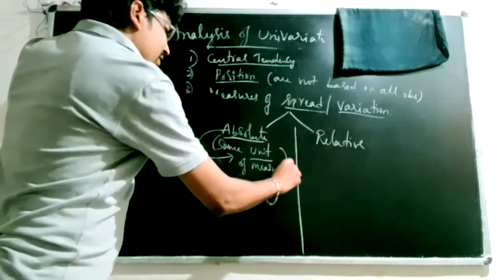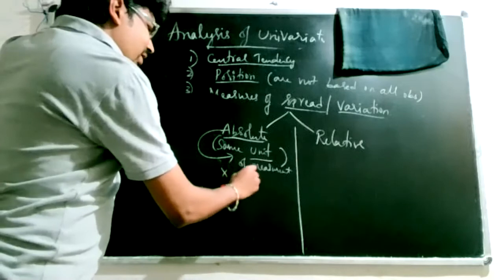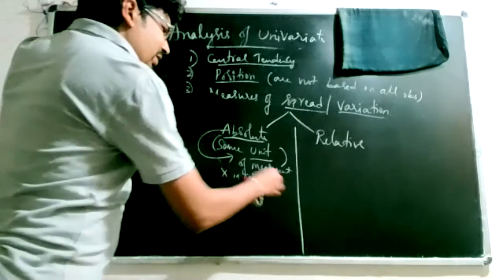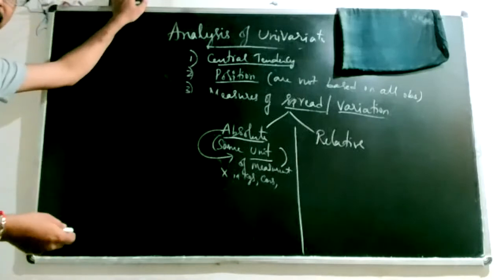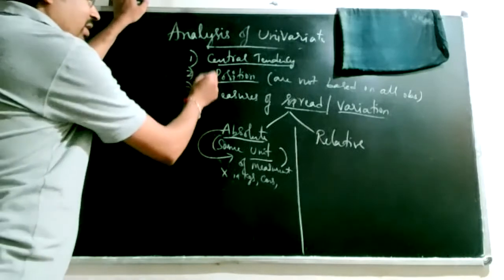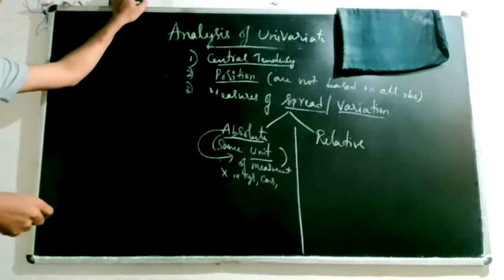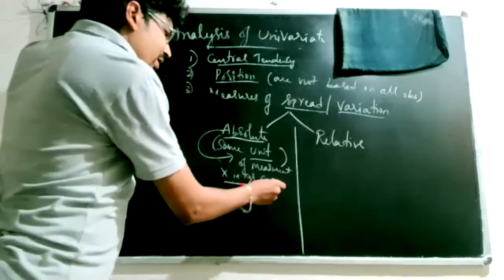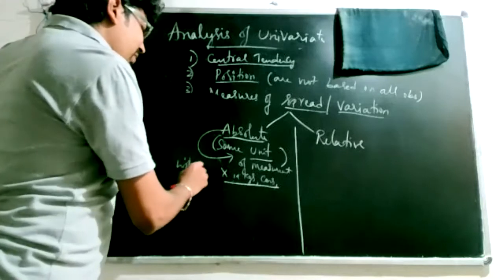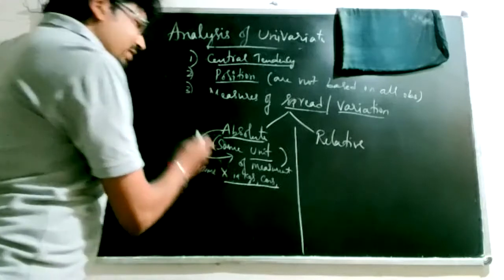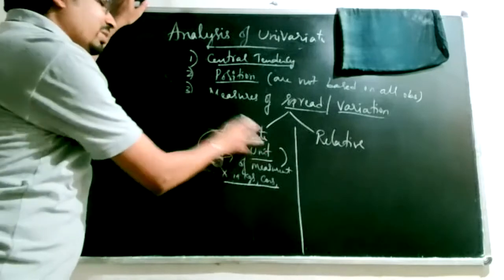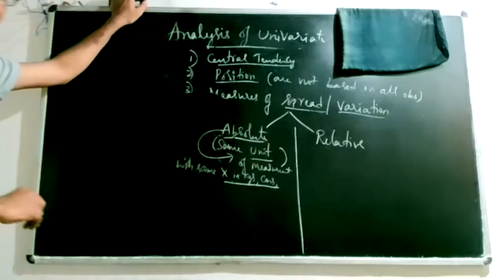So if your x is in terms of kgs, your measure will result in kgs. If it is in centimeters, it will result in centimeters. So that's what we observed even in the case of central tendency as well as position. So this could be used when you're comparing distributions with the same units of measurement. As said, you have distribution 1 marks, distribution 2 marks. So you can use these measures in order to bring the comparisons.